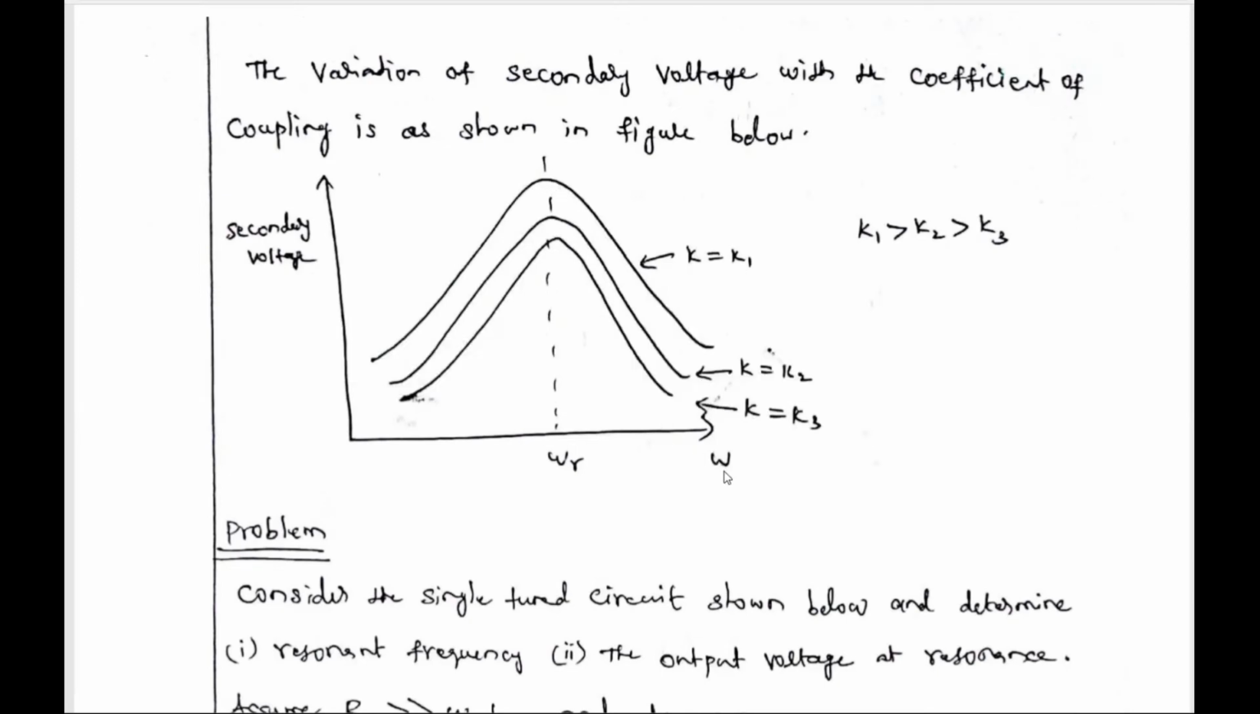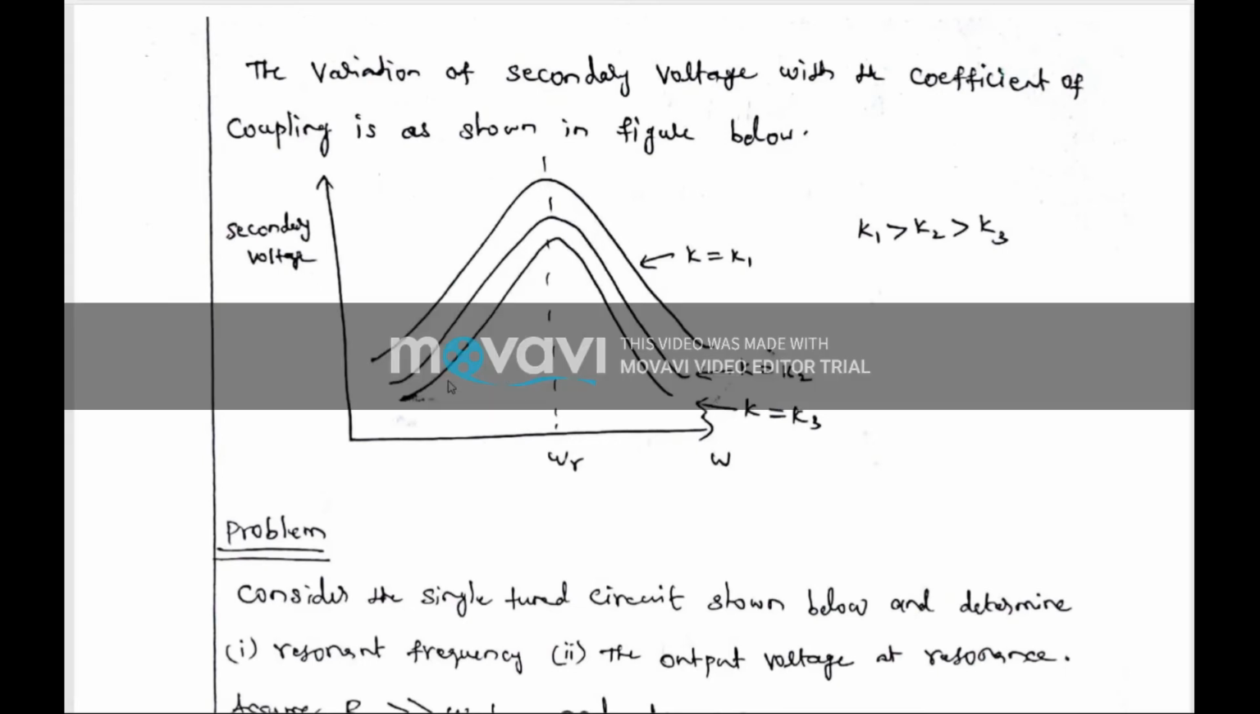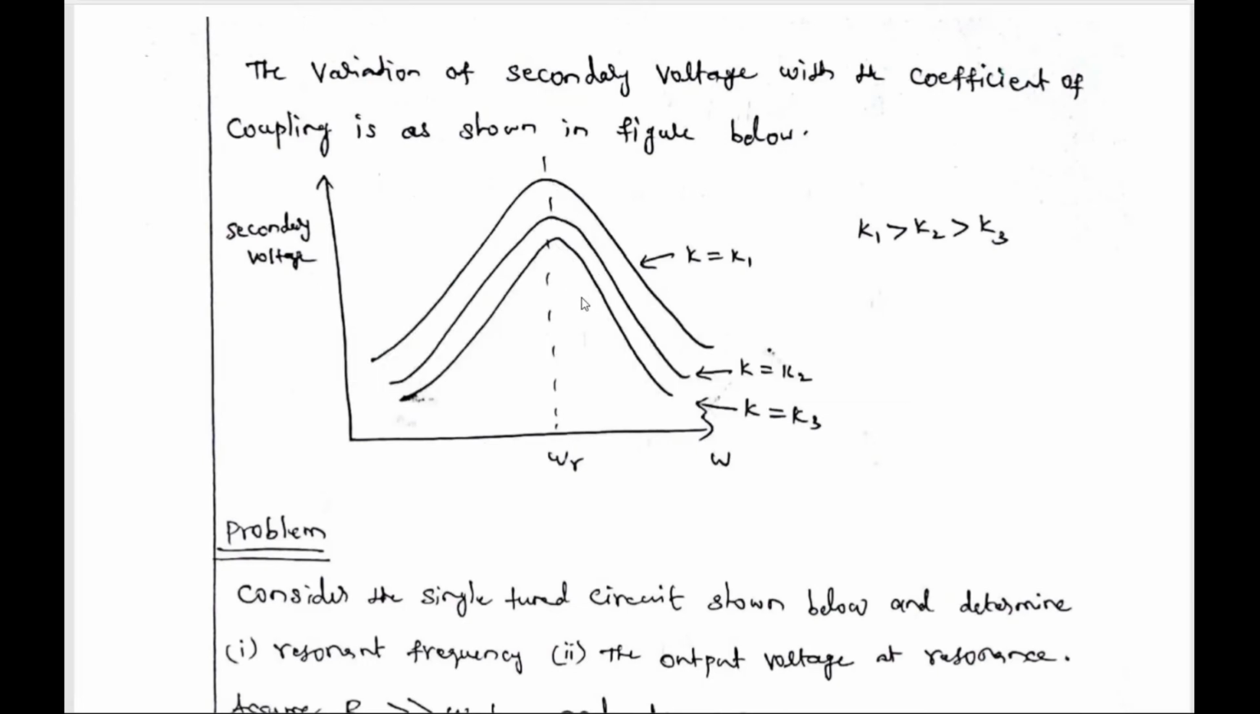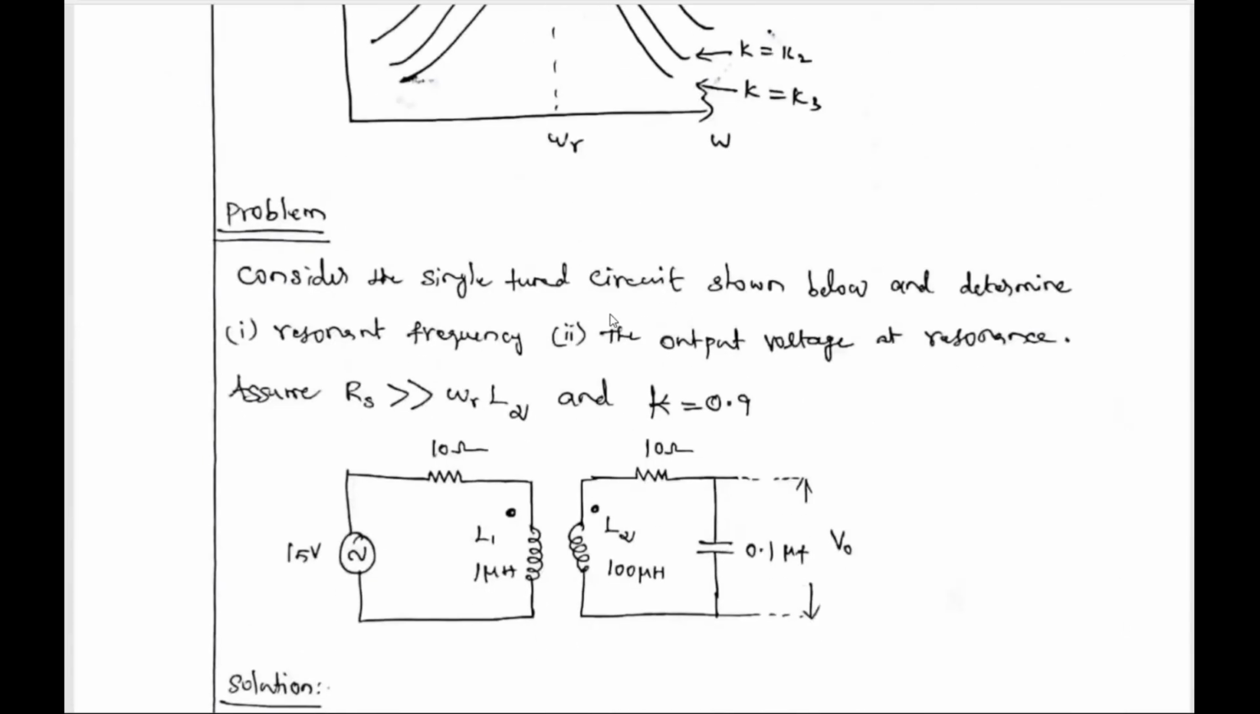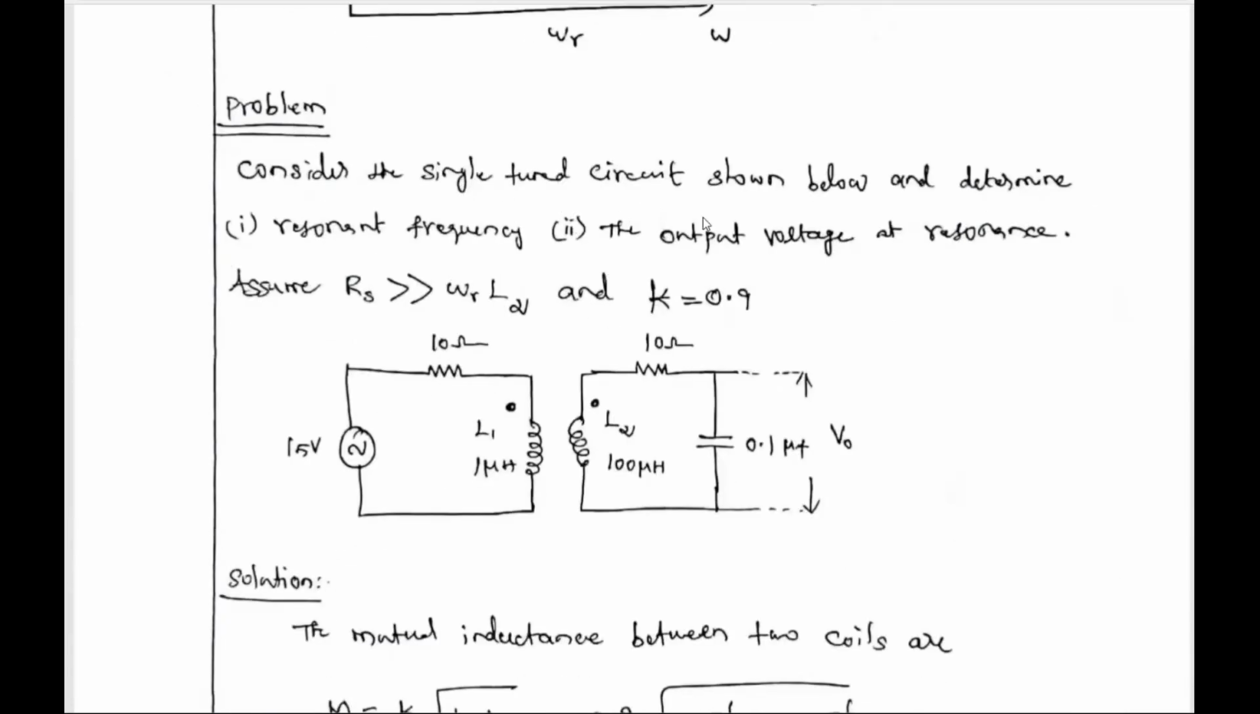So depending upon the coefficient of coupling, we will get the secondary voltage with respect to frequency. In a single tuned circuit, at the resonant frequency we will get the maximum secondary voltage. Before and above the resonant frequency, the voltage will be increasing and decreasing. At only one frequency, the tuned frequency, we will get the maximum voltage. So this is said to be the single tuned circuit. And we are going to see a problem related to this single tuned circuit.